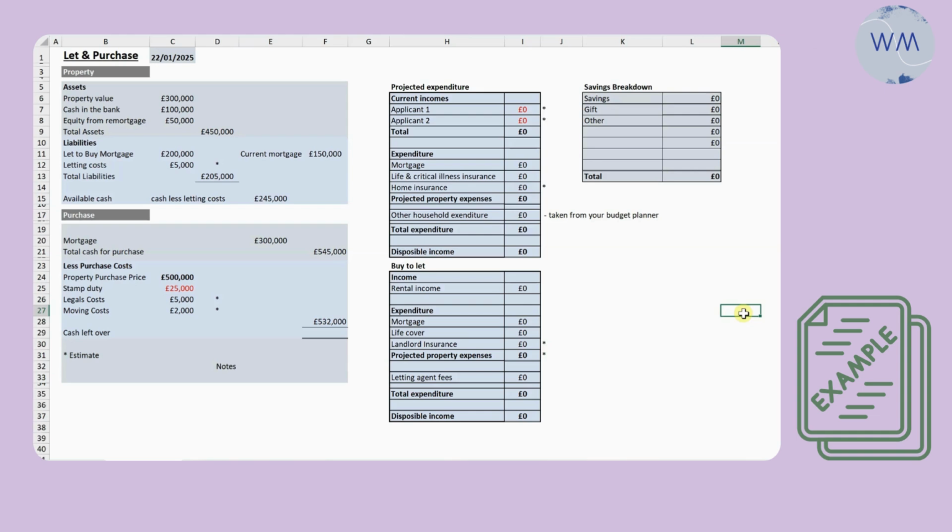Time to look at projected expenditure, whether that be for your future home or for your investment property. What we're trying to find out is whether or not you've got disposable income after we've taken all the expenditure from your monthly income, to make sure that it's worth affording to be able to rent out your property, but also to buy your new home.